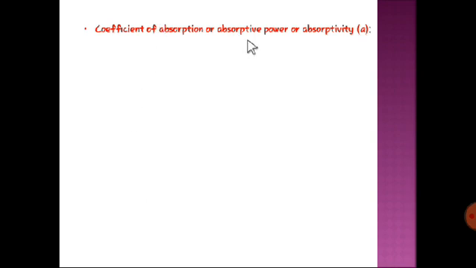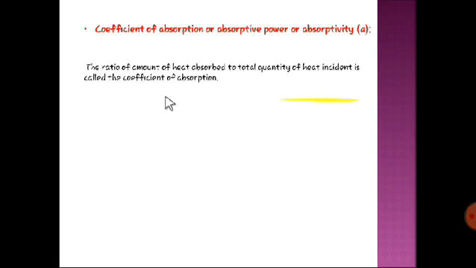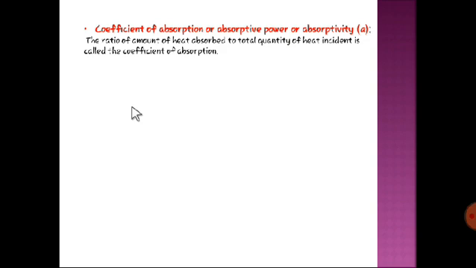First, the coefficient of absorption, or absorptive power, or absorptivity, denoted by small a. It is the ratio of the amount of heat absorbed to the total quantity of heat incident. That means a = QA/Q.